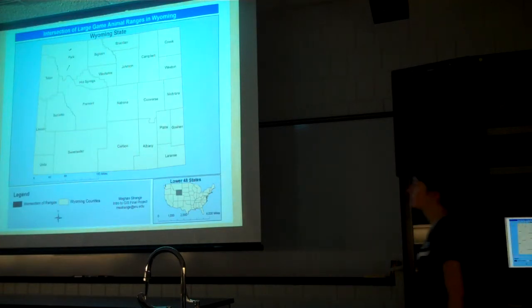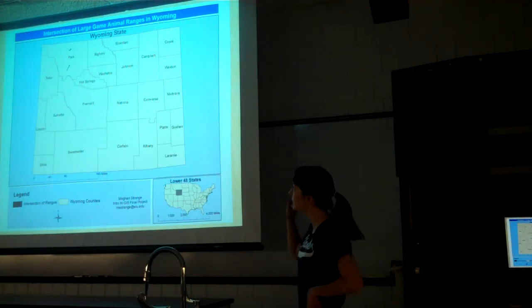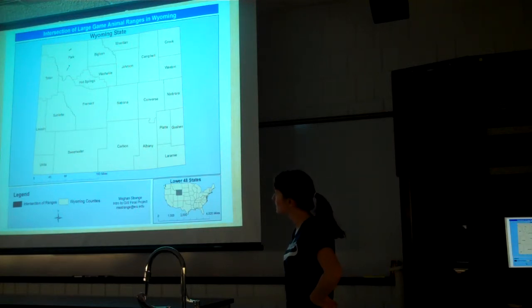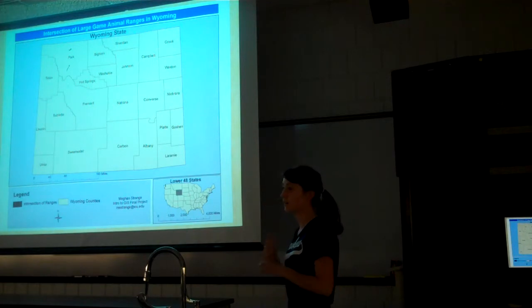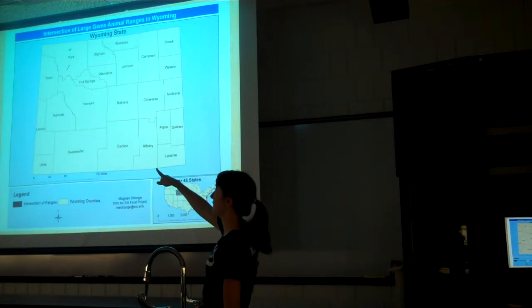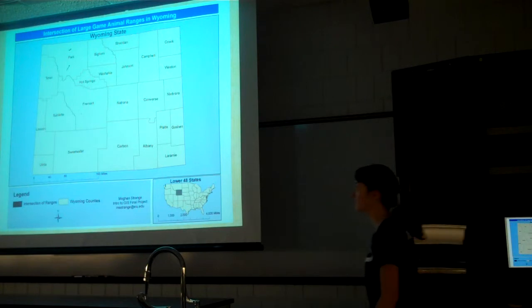And so this shows where all of those ranges intersect. There's not a whole lot of area on there where that does happen, but you can see the black areas are where all 4 of those animals would be found. So up in Park County, Fremont County, and then in the southern part of Teton County is where all 4 of those animals would be found.